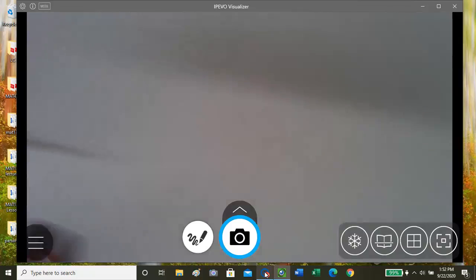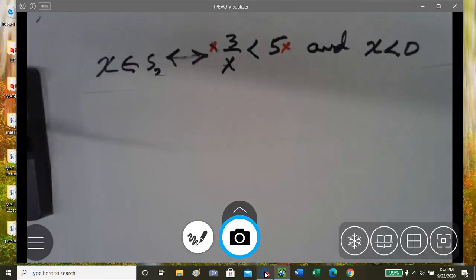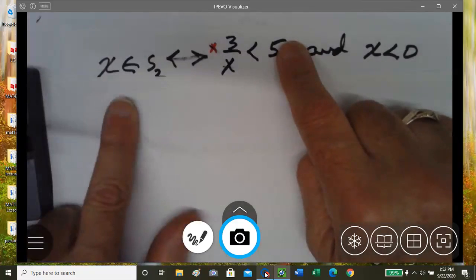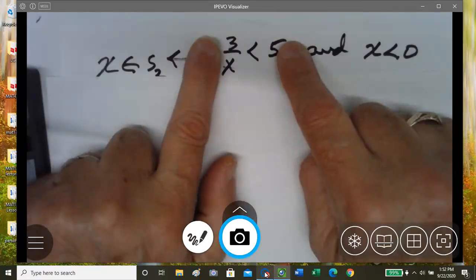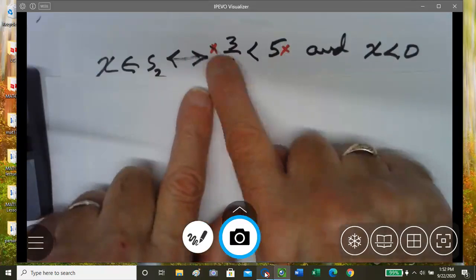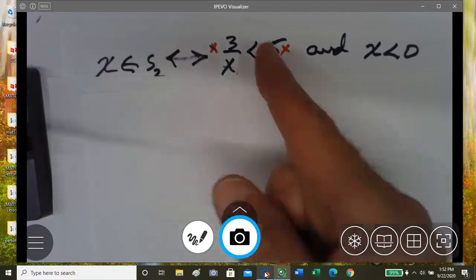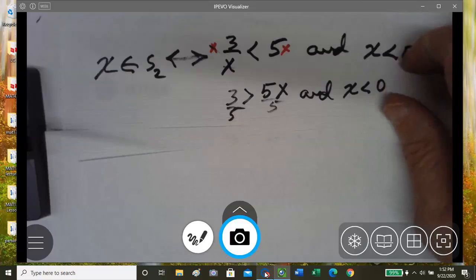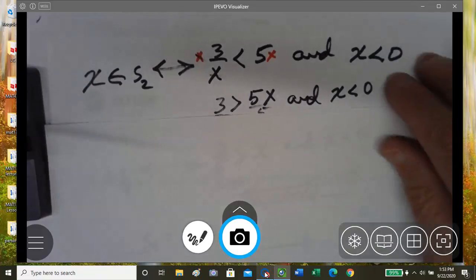Okay, so now we look at set S2, and x is an element in set S2 if and only if 3 over x is less than 5 and x is negative. So when we multiply x to both sides, because x is negative, it's going to switch the inequality sign. So this time the inequality sign switches. Last time it didn't because x was positive.